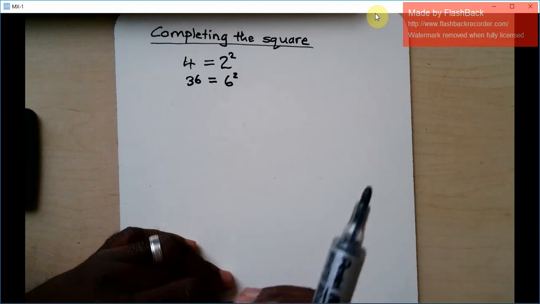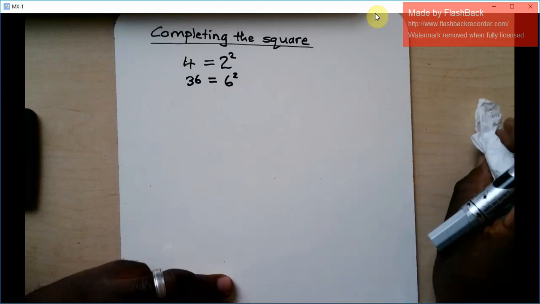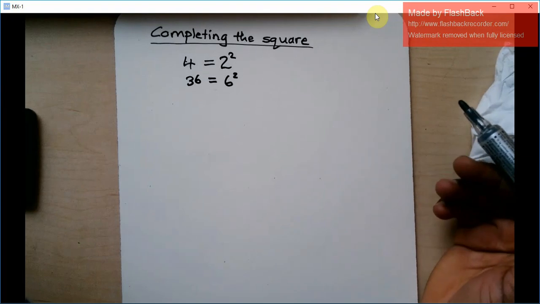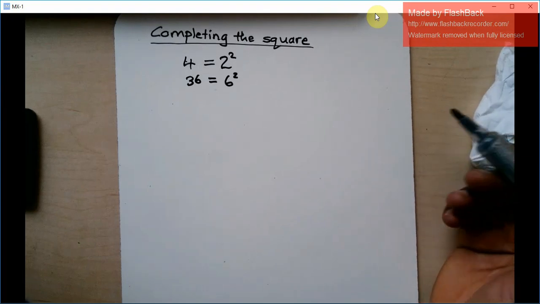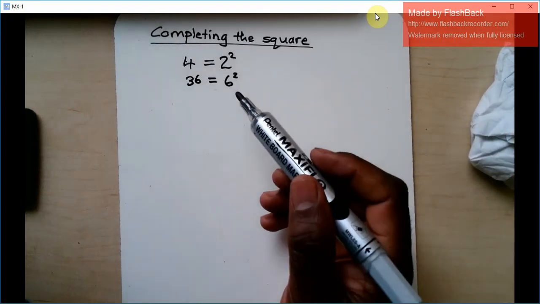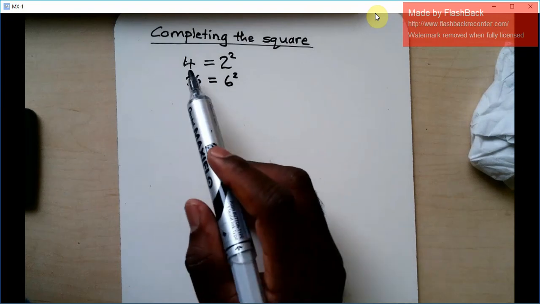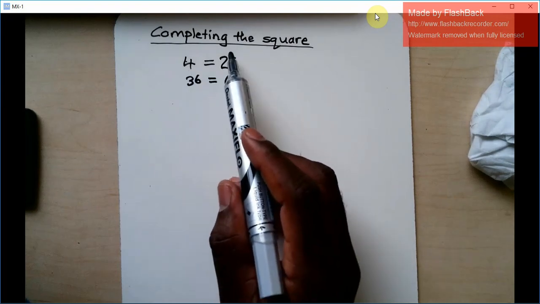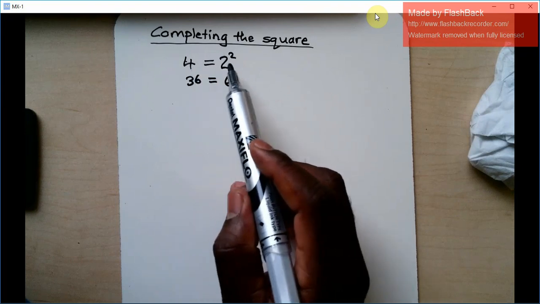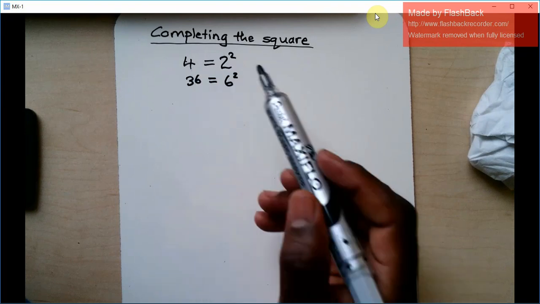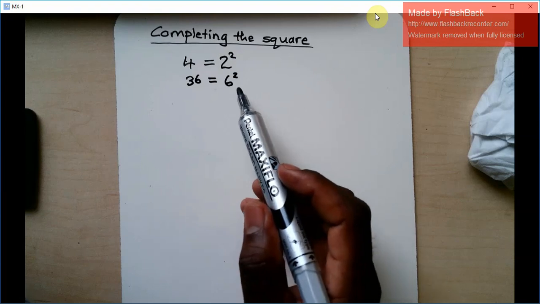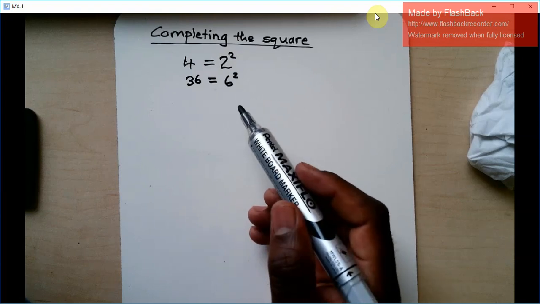In this video, I shall be explaining how to complete a square. First, let's look at the perfect squares. A perfect square is a number that can be expressed as another number squared. Like 4 is a perfect square because it is 2 squared. 36 is a perfect square because it is 6 squared, and so on.